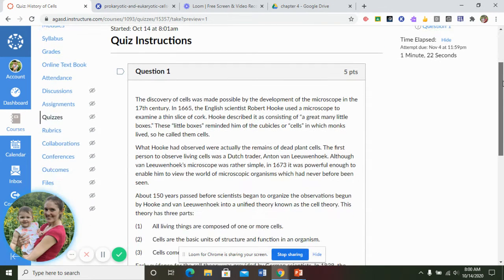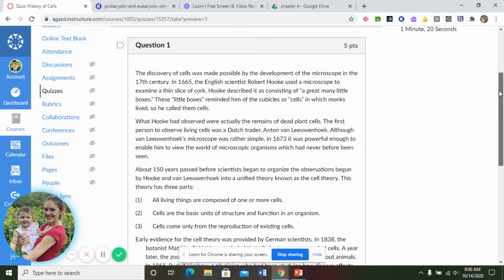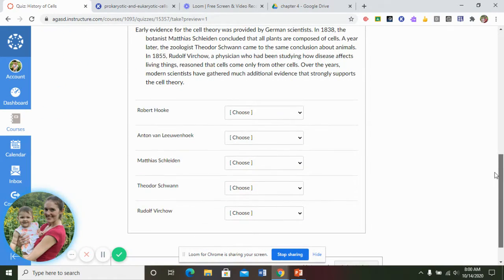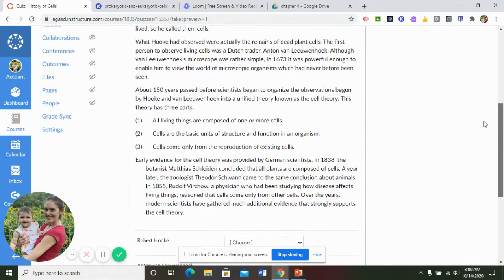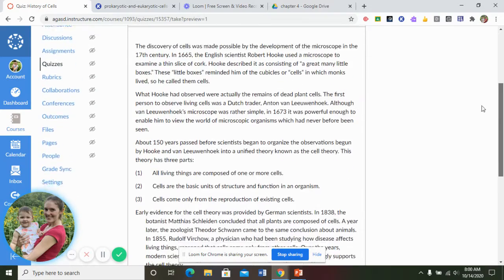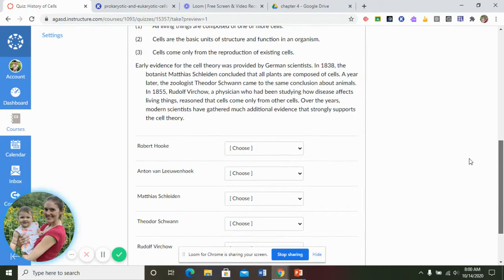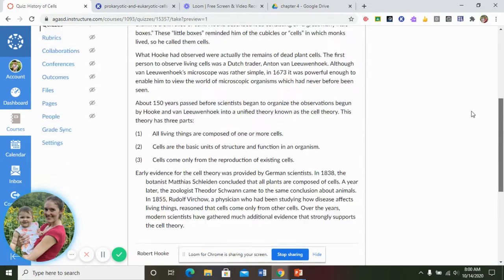So this is what it looks like. It says one question. It's actually a matching. So I'm going to go through, I'm going to read this, and then we are going to answer those questions about who made each discovery.